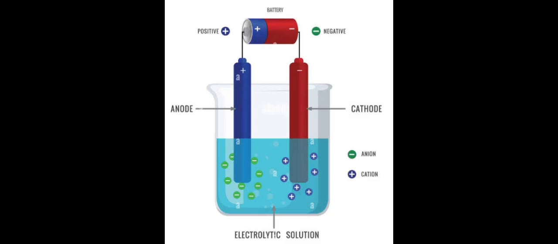Number 2, electrolysis. Next, let's look at electrolysis. This process uses an electric current to drive a chemical reaction that otherwise wouldn't occur on its own. Electrolysis is crucial in various applications, such as producing hydrogen gas from water, purifying metals, and electroplating.